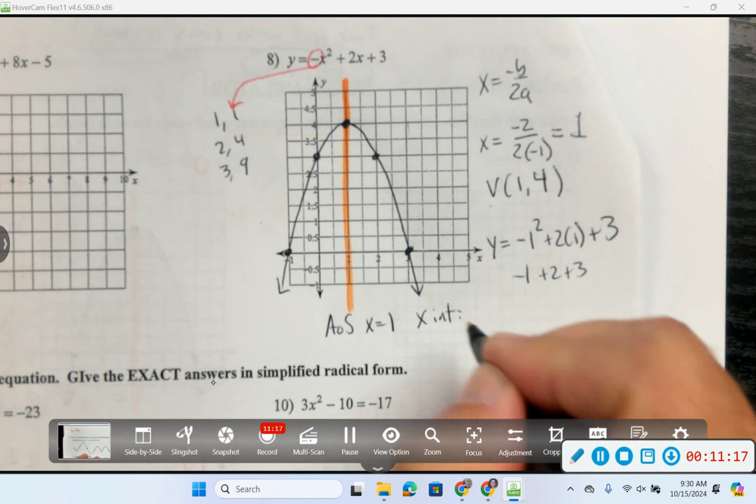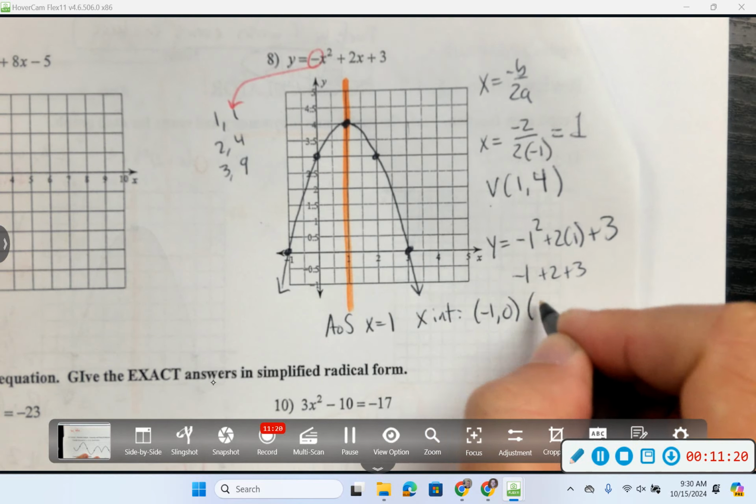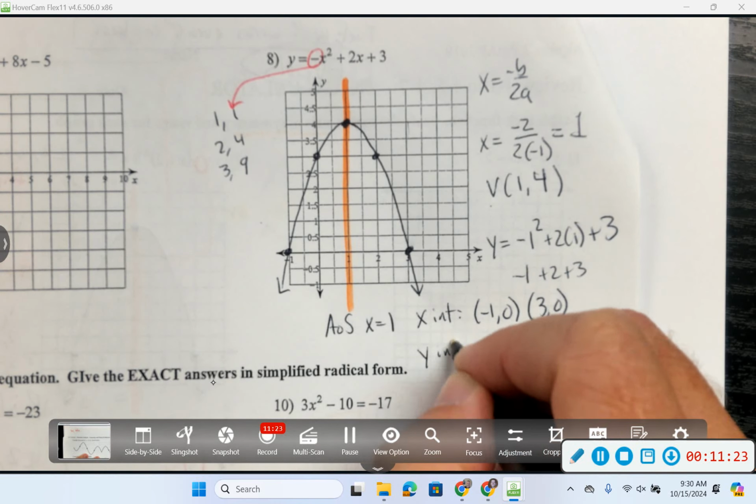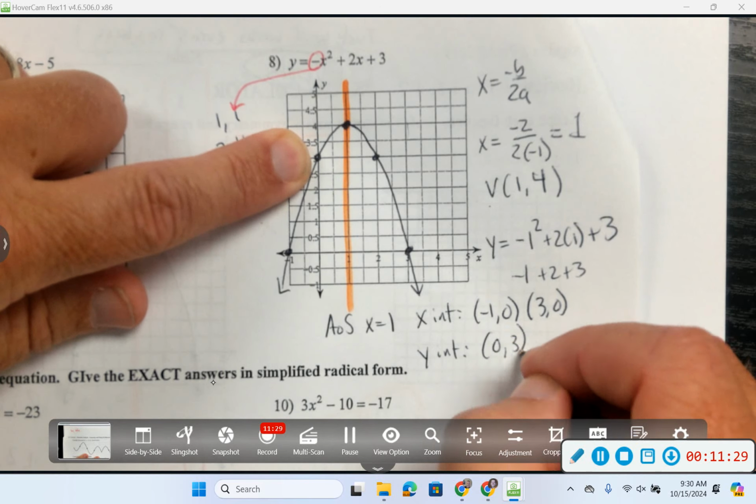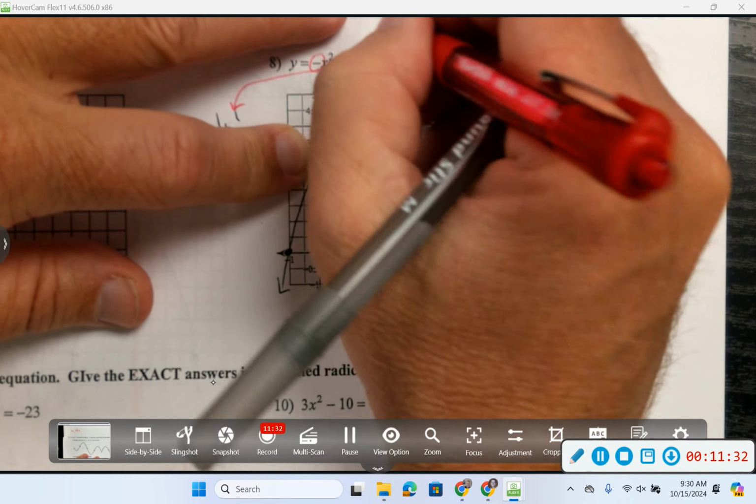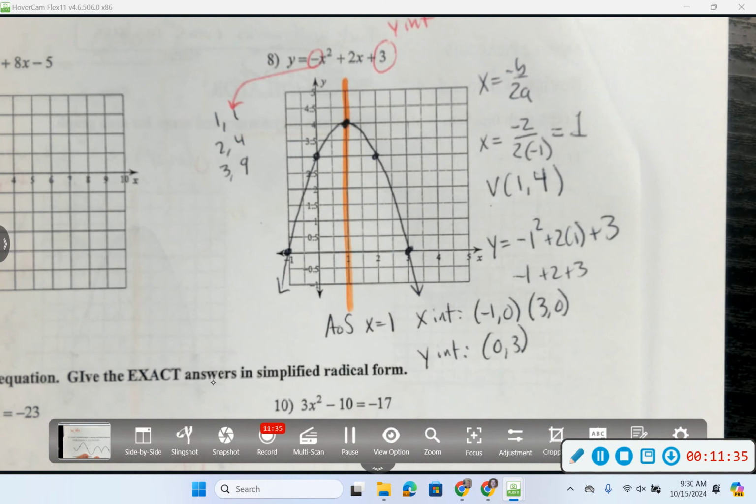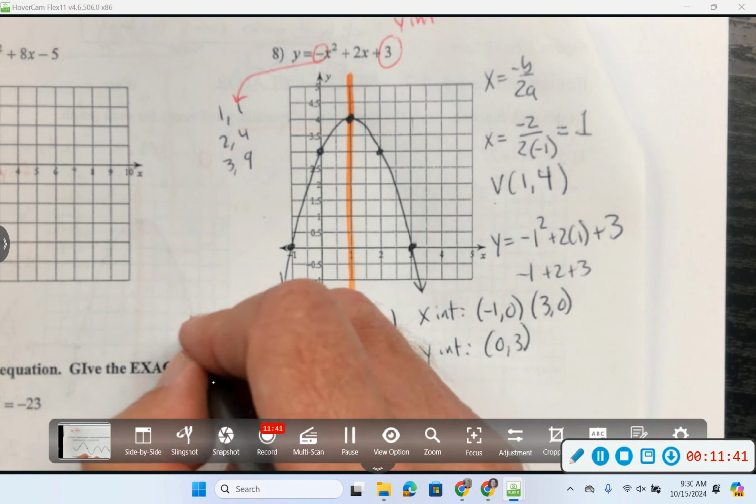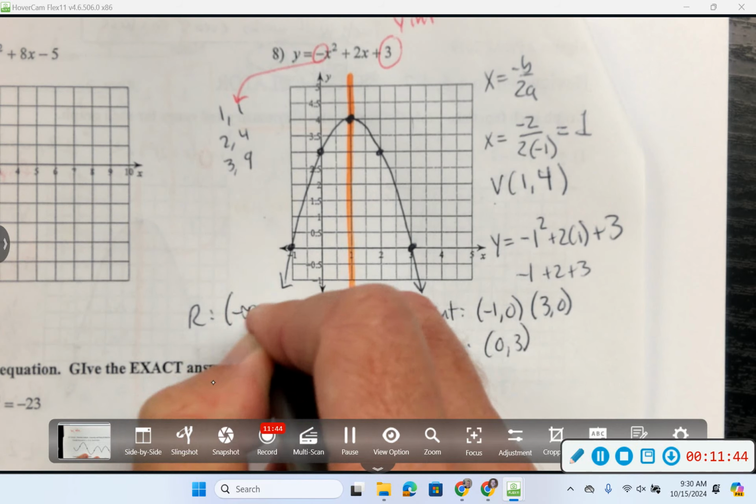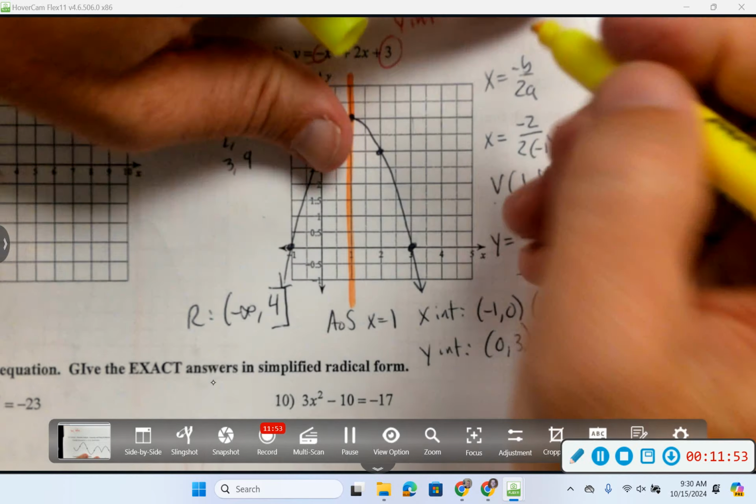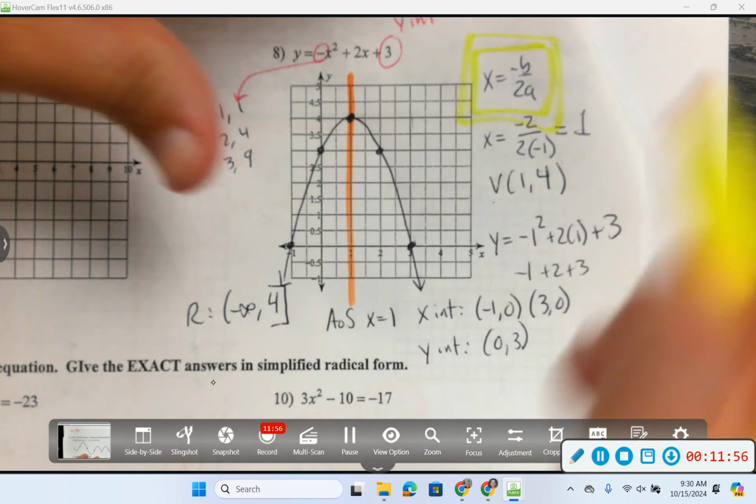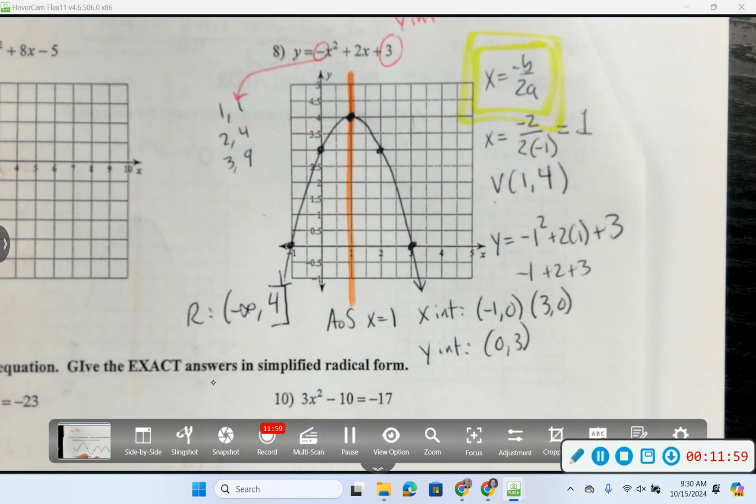So my x-intercepts are negative 1, 0, and 3, 0. And my y-intercept, from the graph, it's 0, 3. You were right that C is also always the y-intercept. So we could have gotten that from the equation or from the picture either way. And once again, I almost forgot to do the range. Negative infinity up to 4. Again, they're not hard, but you do have to know that negative b over 2a to get started. After you get that, you can kind of just figure everything else out.